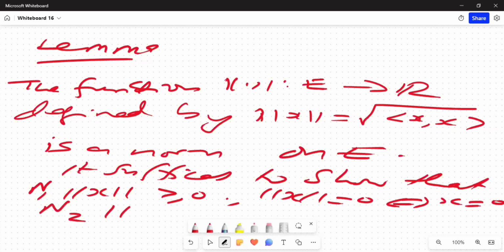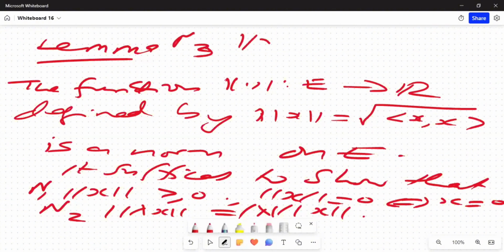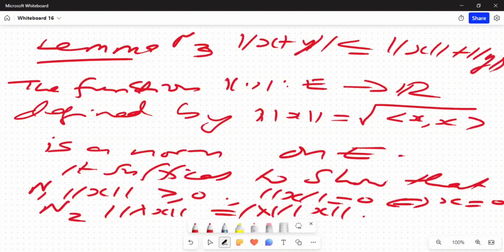The second axiom, N2, is that norm of lambda x is equal to the absolute value of lambda times the norm of x. And lastly, N3, the triangle inequality: norm of x plus y is less than or equal to norm of x plus norm of y. So these are the three assumptions, N1, N2, N3, that we must show.